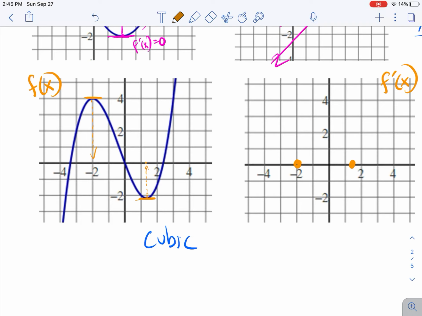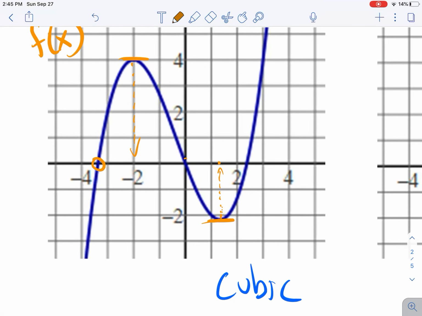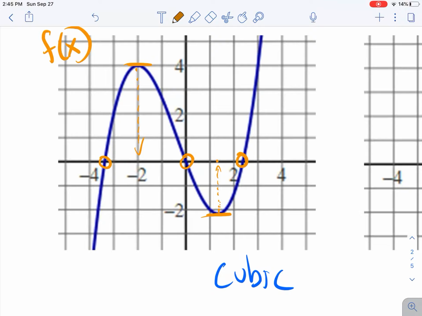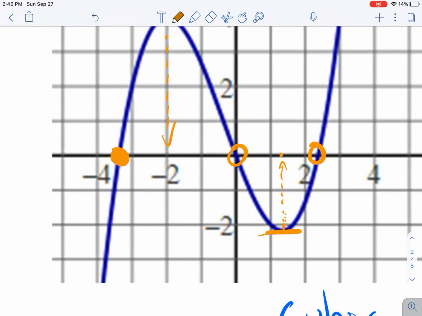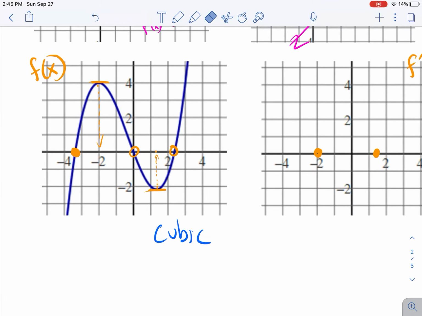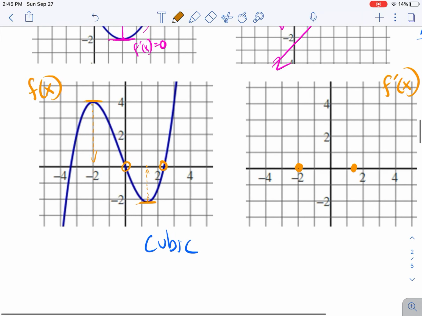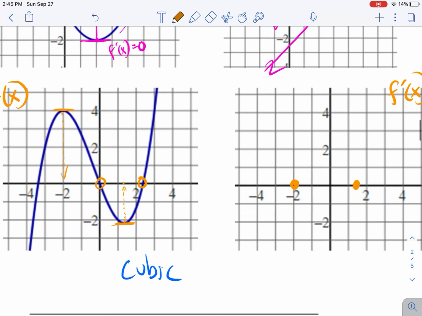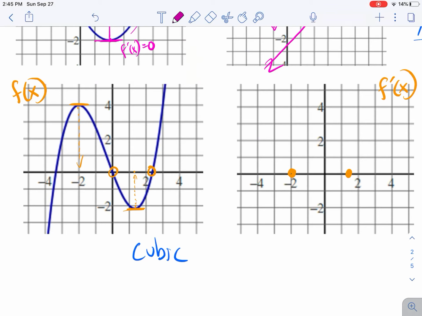See that? My original function crosses the x-axis here, here, and here, but the derivative does not care. The biggest mistake is that people see that, oh, if it crosses the x-axis here, the derivative must cross too. No. The derivative only crosses the x-axis when the derivative equals 0, which would be these flat areas, the horizontal tangents. Okay, but now we have a good skeleton of a derivative graph. Let's see what's going on in between all these values.